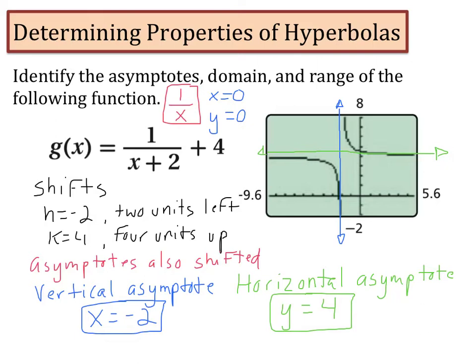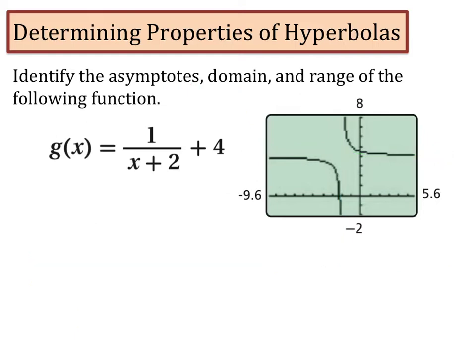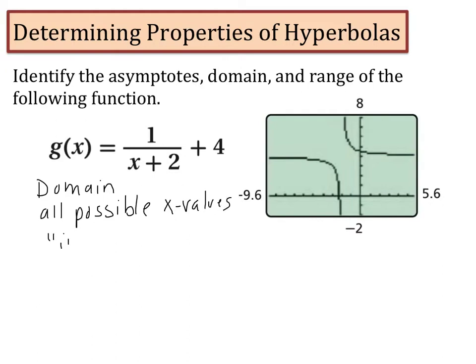Now let's talk about the domain and range. We remember that domain means all possible x values, sometimes known as inputs. So here let's think about which values of x wouldn't work. Now you can always just look at your asymptotes. Think about it. If x equaled -2, what would happen?